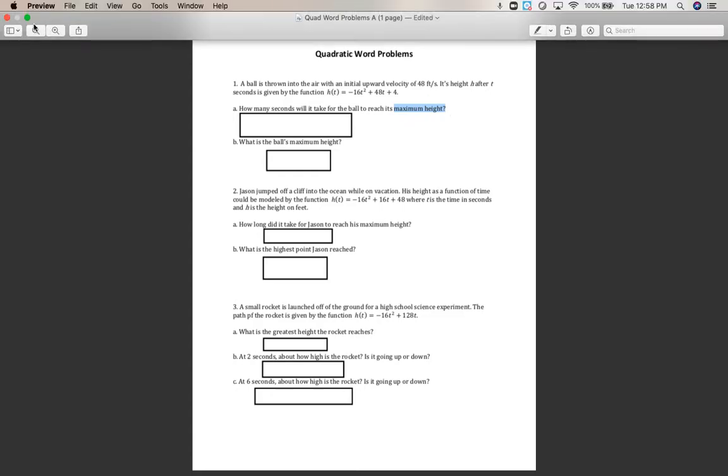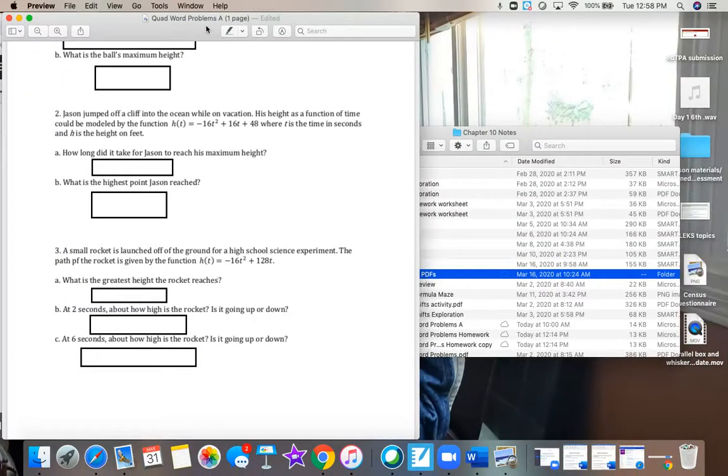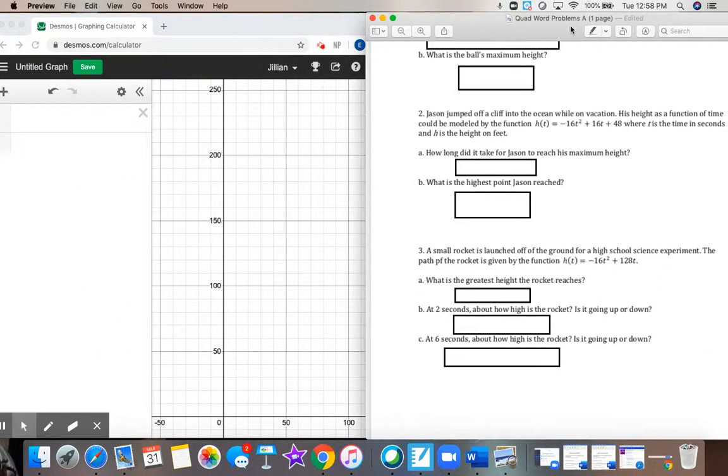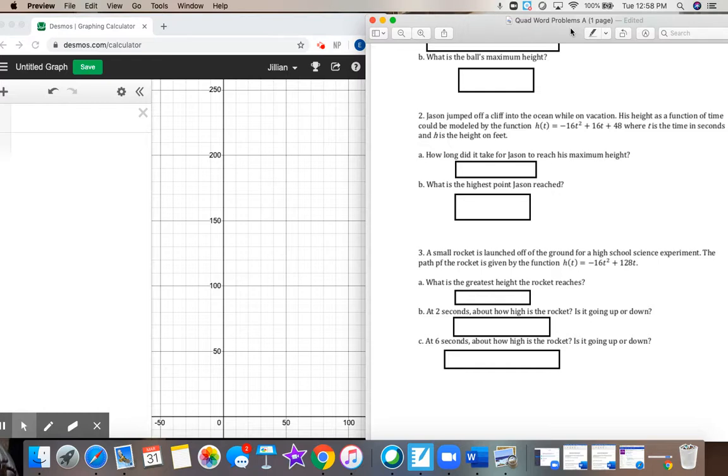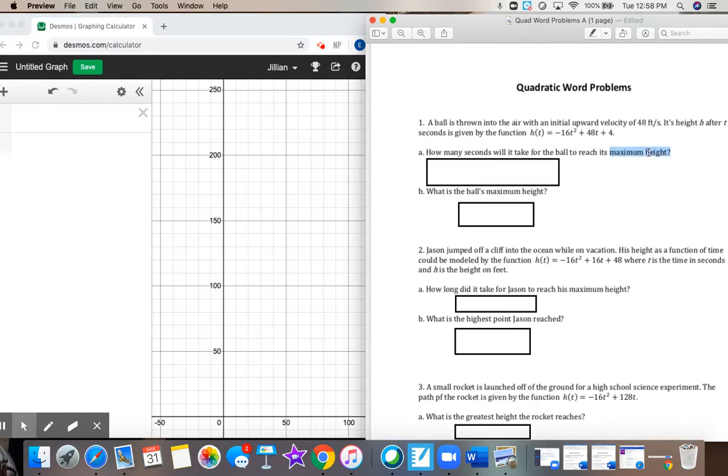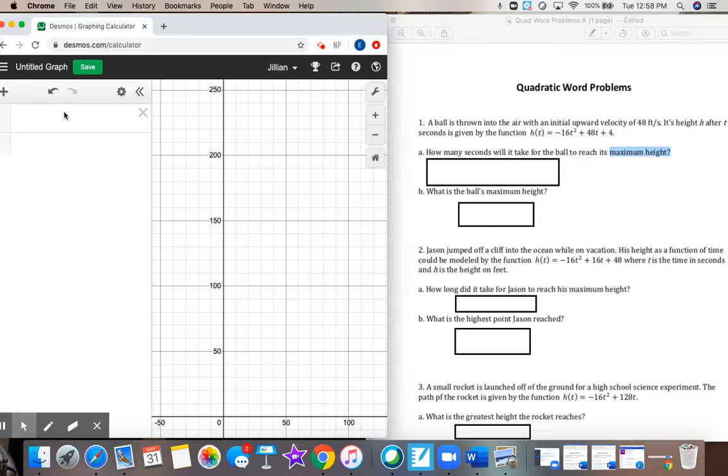The first question asks, how many seconds will it take for the ball to reach its maximum height? We've talked about maximum and minimum when using parabolas before. Another word for maximum is also vertex. So we're going to open up Desmos and find the vertex of this equation. That'll give us the maximum height.